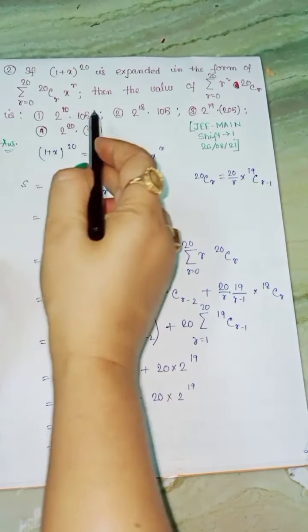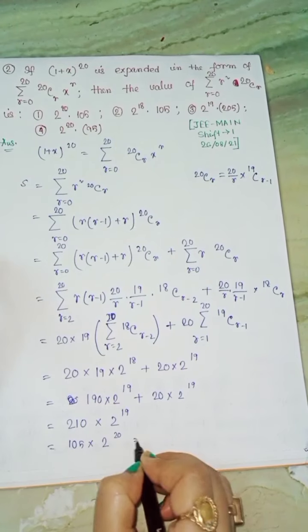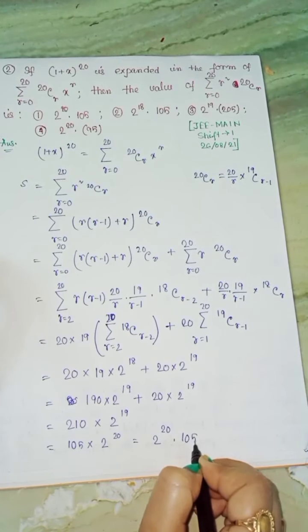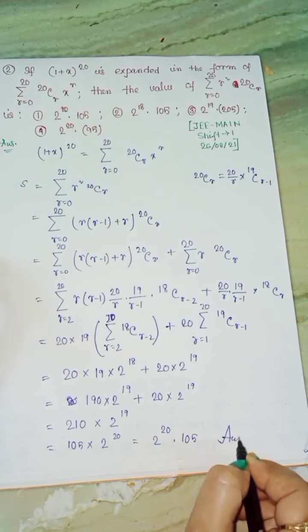So let's check this option. So option 1 is our correct choice, 2 to the power 20 into 105. So this is our required solution.